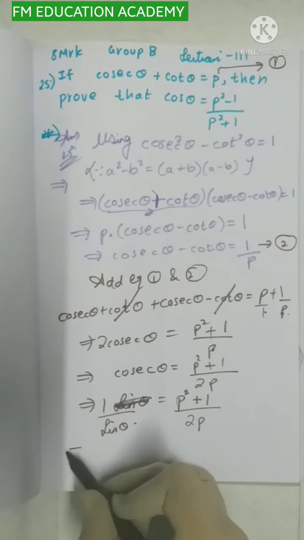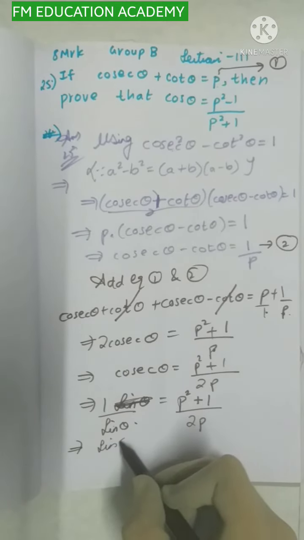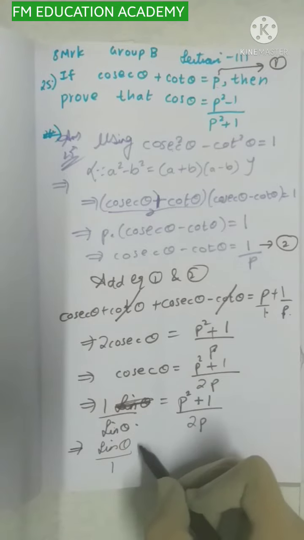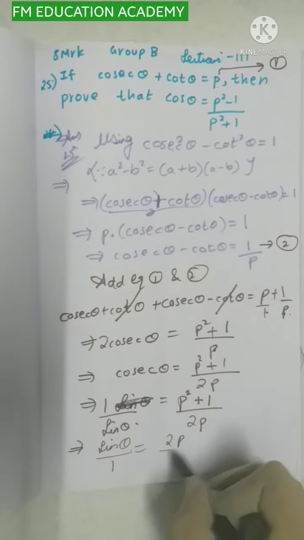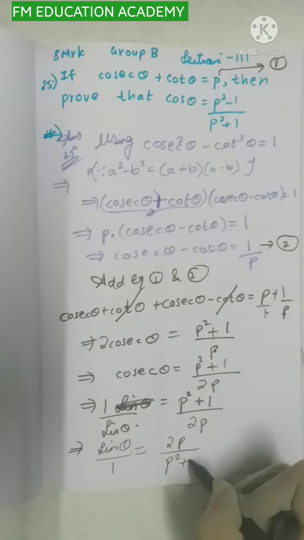That is 1 by sin theta. I can write this as sin theta by 1, and sin theta by 1 is sin theta only. Similarly, send this 2p up and send this p square plus 1 down. That is, we are reciprocating on the RHS also. So it becomes 2p by (p square plus 1).